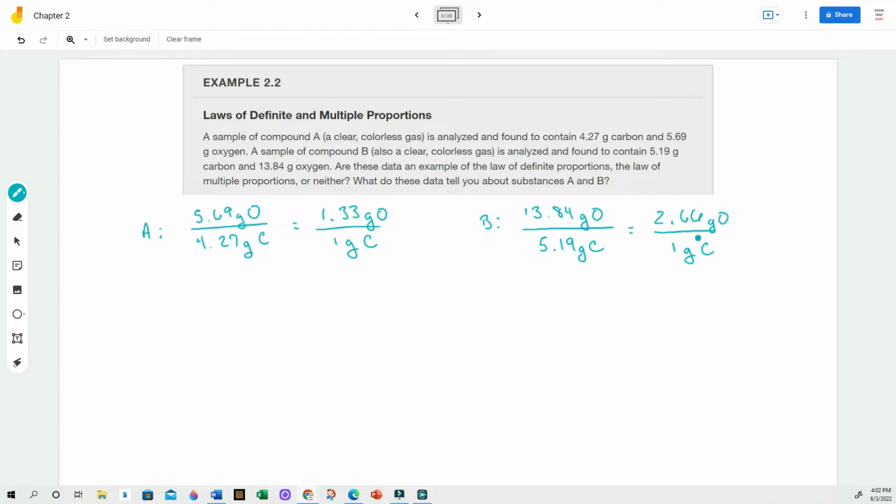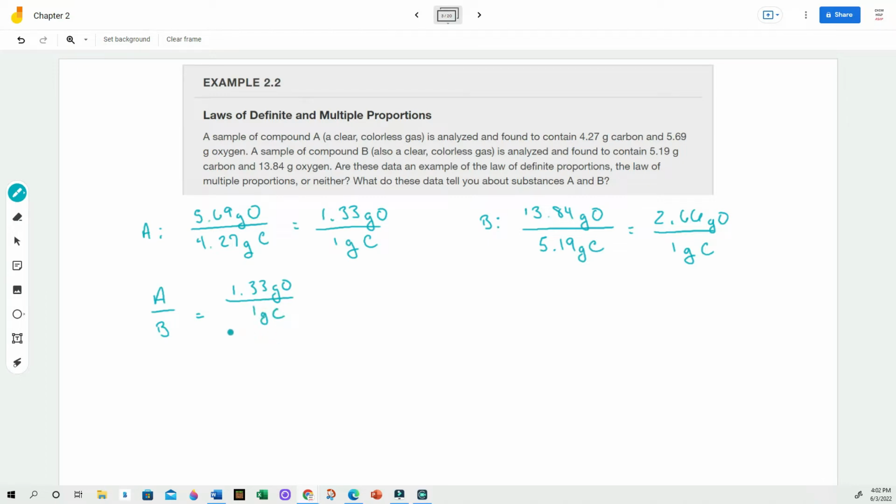Okay, so now that we have basically simplified our ratios for compound A and compound B, we want to compare compound A to compound B. So I am going to take compound A over compound B, which is simply this ratio for compound A over this ratio for compound B. So it looks a little bit awkward, I know, because we're going to have a fraction over a fraction.